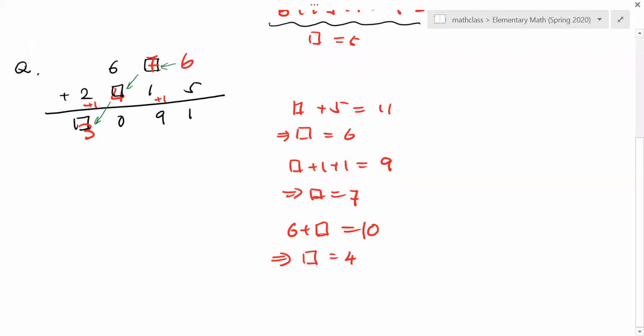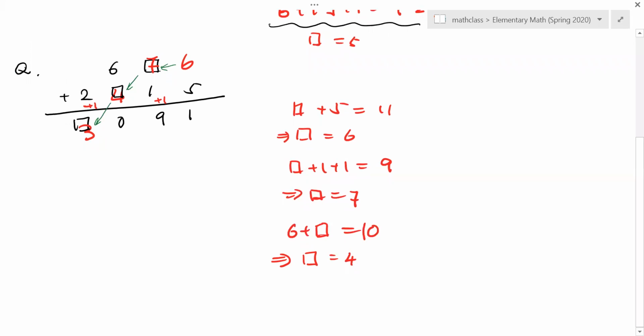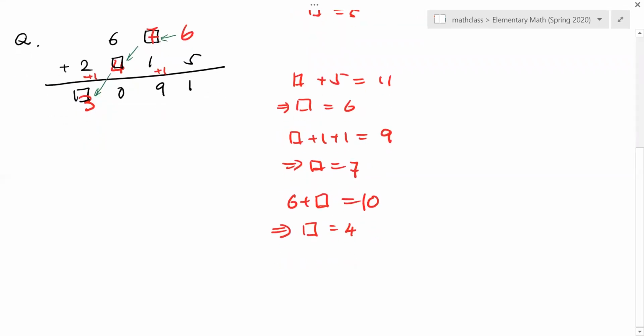So the first problem is similar to the second problem, right? You start from the unit digit, and one by one, you go further to the left. You figure out all the unknown digits on the way, right?